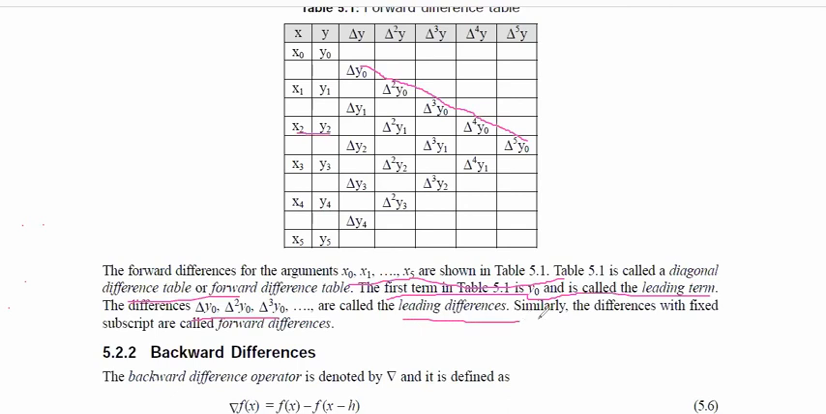Keep in mind, similarly, the differences with fixed subscript are called forward differences. Fixed means 1, 1, 1, 2, 2, 2, 3, 3, 3, and 4. These are called the forward differences. So in this way, we can take one example, and then at least we can finish the forward differences.